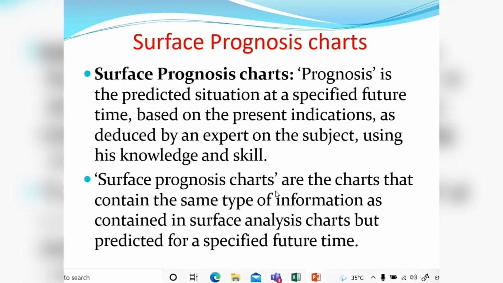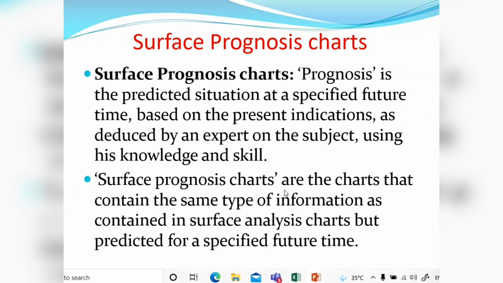Now surface prognostic charts. Prognosis is the predicted situation. Prognosis means you estimate that yes, the present situation is this, and you estimate how these frontal systems, weather systems or pressure systems are moving. So this is the predicted situation at a specified future time, based on present indications as deduced by an expert on the subject. Surface prognostic charts contain the same type of information as surface analysis, but predicted for a specified future time.